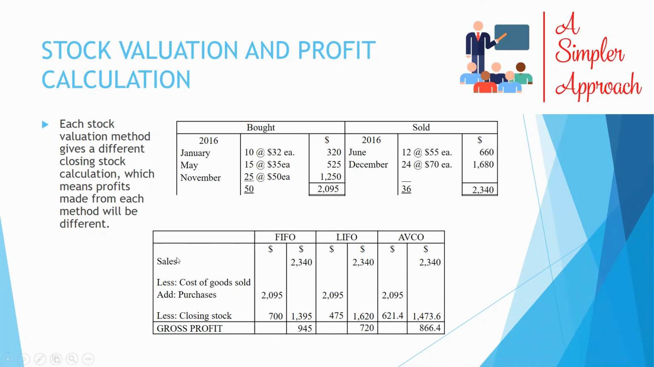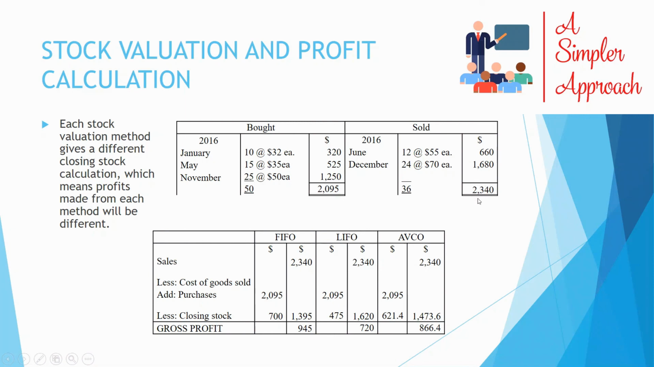But let us plug in some details. This is the example that we used. This 2095 represents purchases. As you can see, we're over the bought section. So this figure represents total purchases. 1, 2, 3. Same figure for all three. Okay, good.